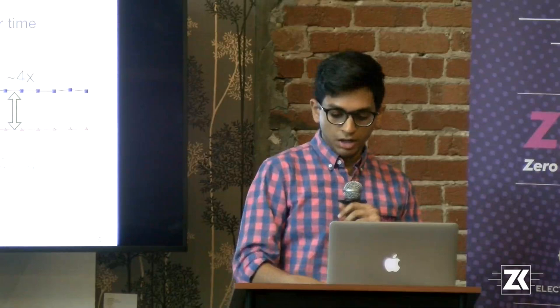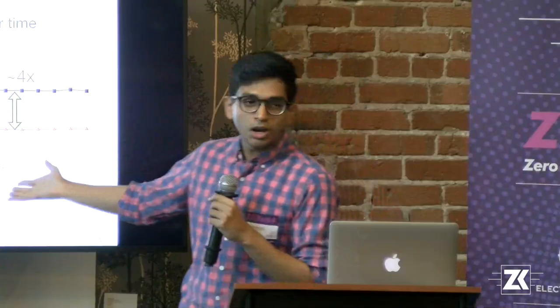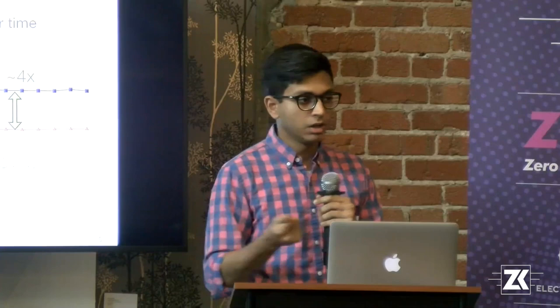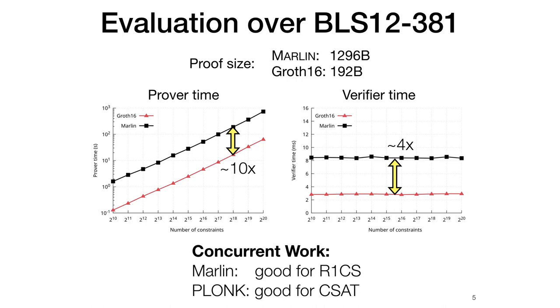There's also another concurrent work, Plonk, which you'll hear about, I think, in the next talk. And the difference between Marlin and Plonk is really, in some sense, qualitative. Marlin is good for R1CS, and Plonk works with arithmetic circuits, so it's better when your system is working with arithmetic circuits. We haven't been able to compare, because I think the implementation only came out a couple of weeks ago, so we haven't done a quantitative comparison yet. But I think the high-level bit is that they're roughly similar in performance. I don't think there should be a massive difference.